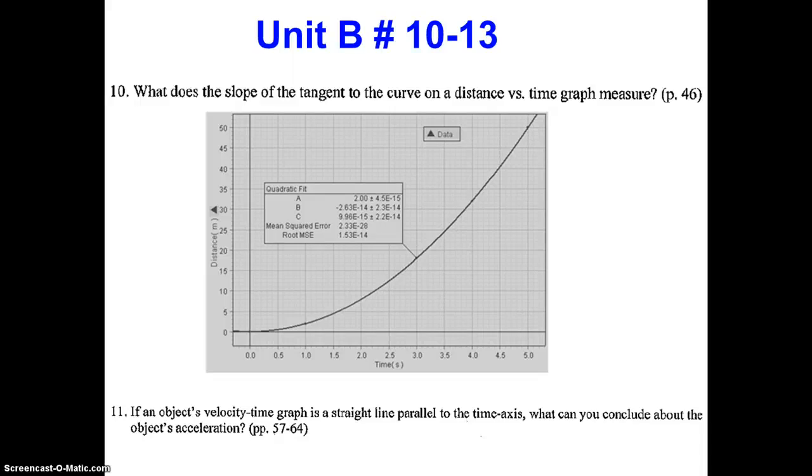Welcome to the solutions for the Regents Kinematics problem set numbers 10 and 11. Let's take a look here at number 10.